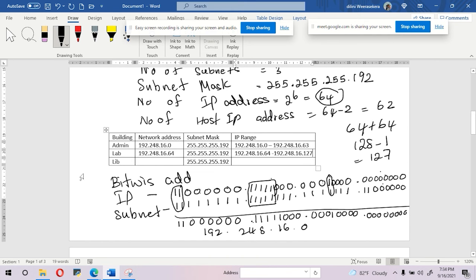So this is very simple. Easily you can do this question.